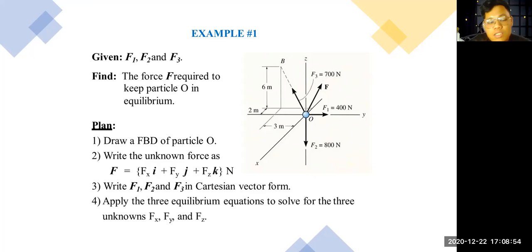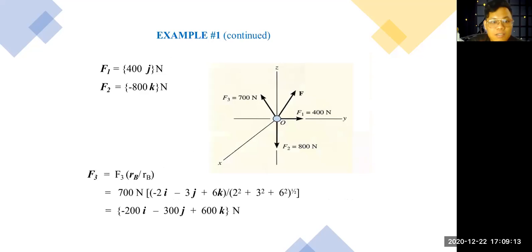To answer this, first you need to draw an FBD of particle O. Next, write the unknown force and F1, F2, F3 in Cartesian vector form and apply the three equilibrium equations to solve for the three unknowns Fx, Fy, and Fz. So this is all we get, we can extract from the diagram.